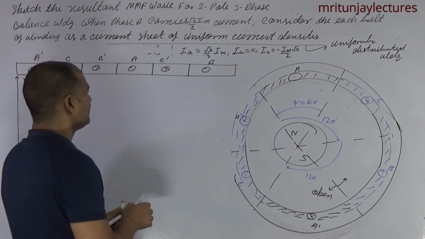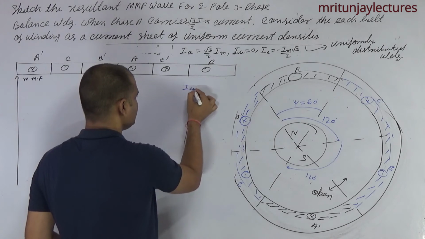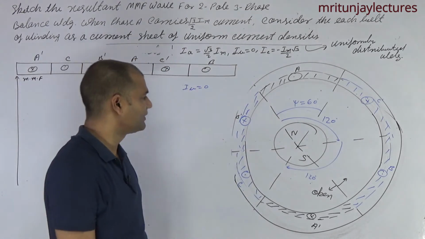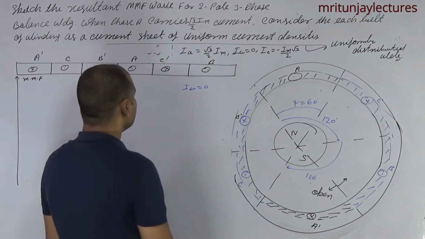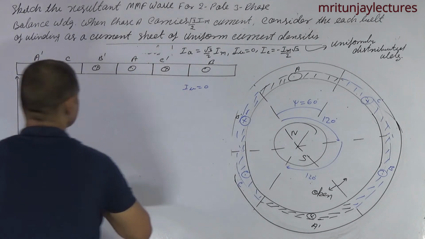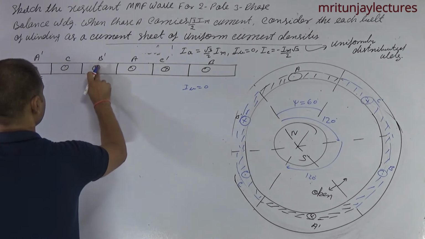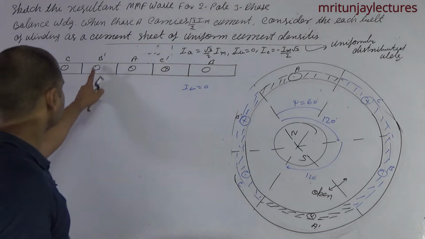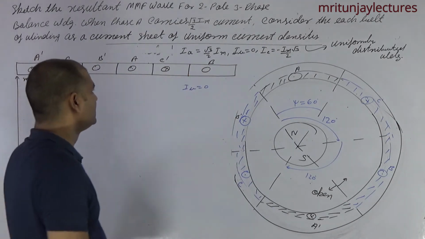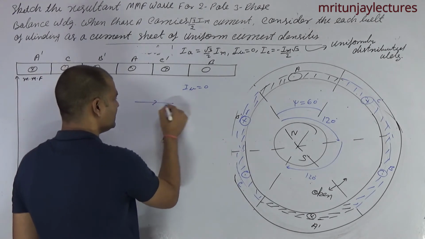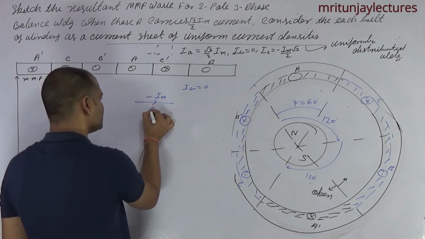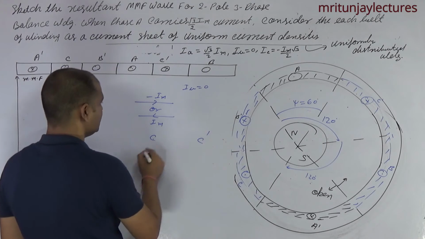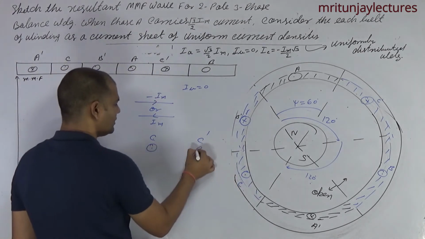Now, first of all, what about Ib? Ib is 0. It means no current, no magnetic flux, no magnetic flux direction. B and B dash both have simply no polarity, no cross, no dot. We know that minus Im is represented like this, or you can say plus Im like this. We focus on C and C dash. C is represented by dot cross.